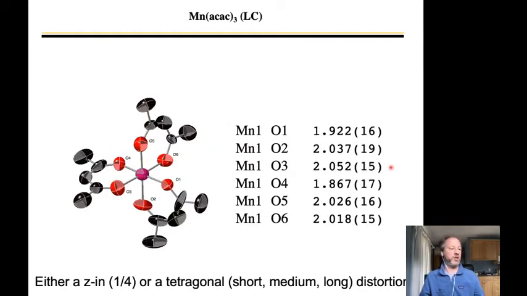Whereas in Lindy's structure, we have 1.9, 2.03, 2.05. So these two are indistinguishable, and these two are indistinguishable. But this one, and I did the math earlier before I recorded this video, so I double checked it, this is not within 3 sigma of the 2.03. So the manganese-oxygen 1 and oxygen 4 bond lengths, these two are short. So this is a compression along Z. We'll call this O1-manganese-O4 axis or Z axis. We've compressed along Z. That's our Jahn-Teller distortion. And the rest of the bonds are basically identical.